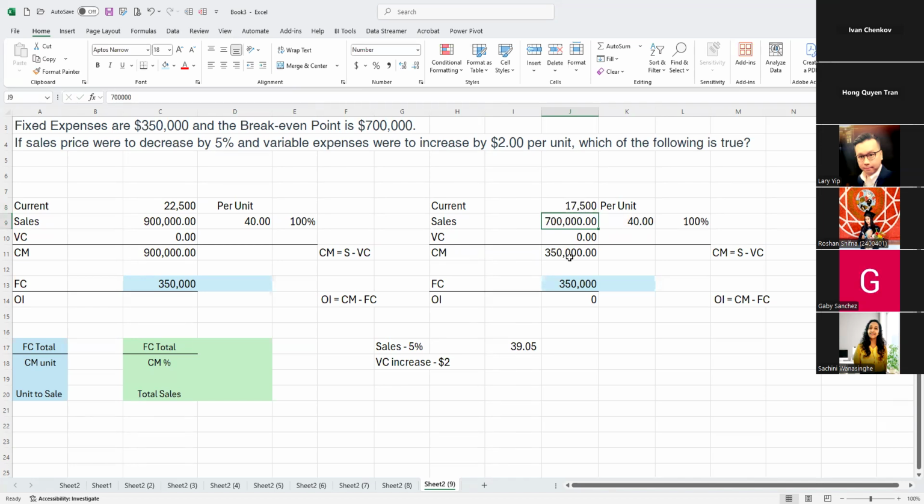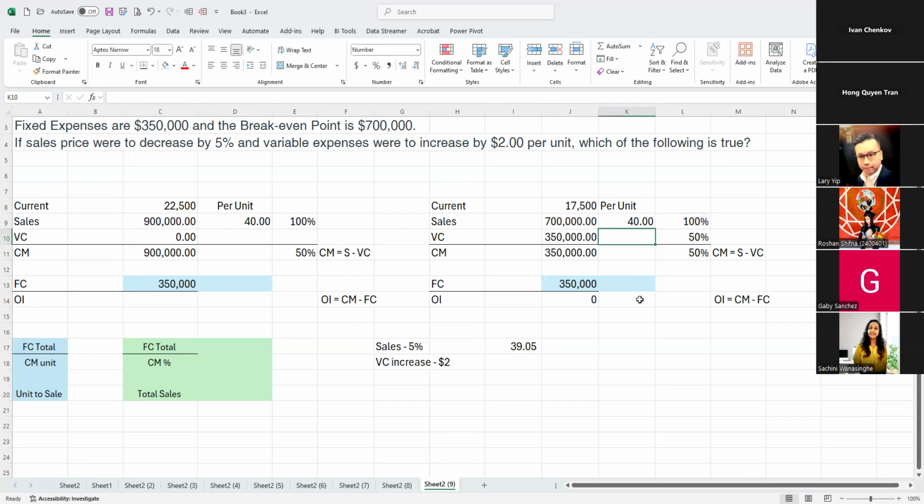Right. So my contribution margin is 350. As a percentage, how much is my contribution margin? 350 divided by 750, correct? 50%. If my contribution margin is 50%, how much is my contribution margin currently now? It's still 50%, right? Yes, 50%. So how much is my variable cost as a percentage? 50%. So with that, how much does that give me as the variable cost?